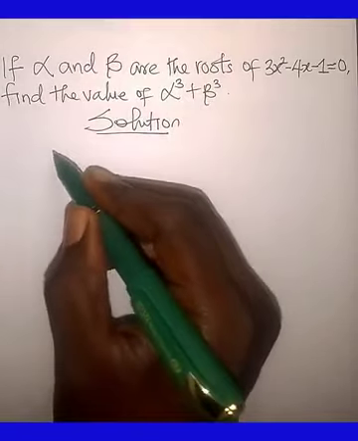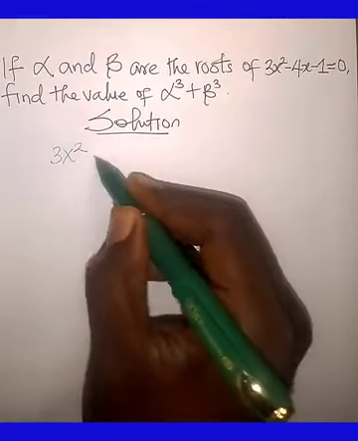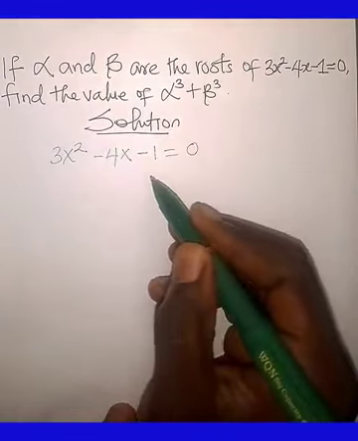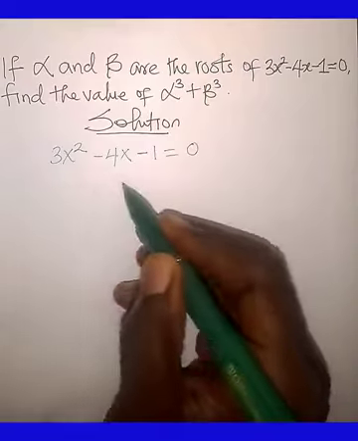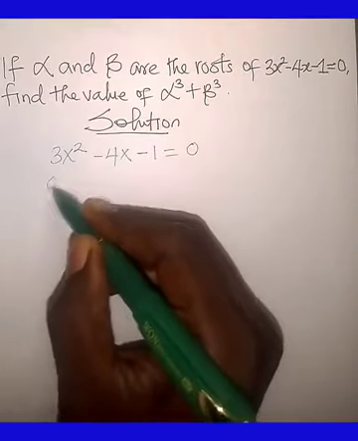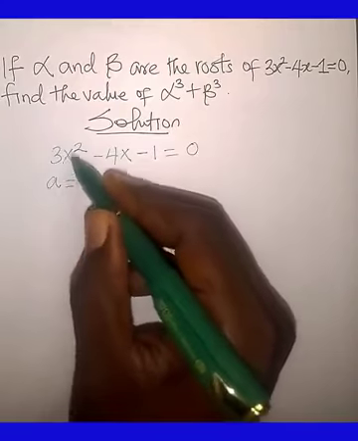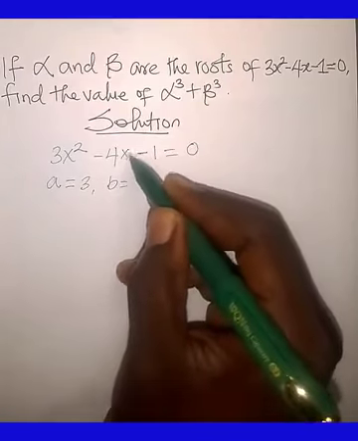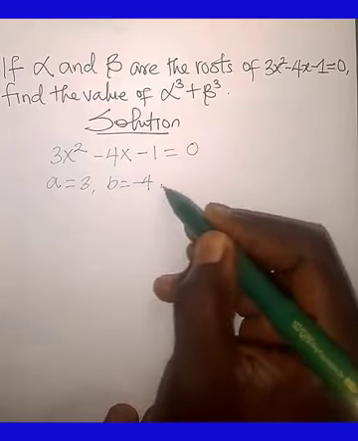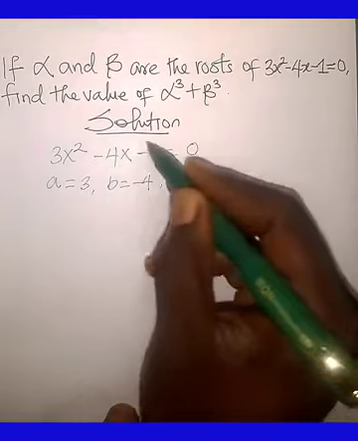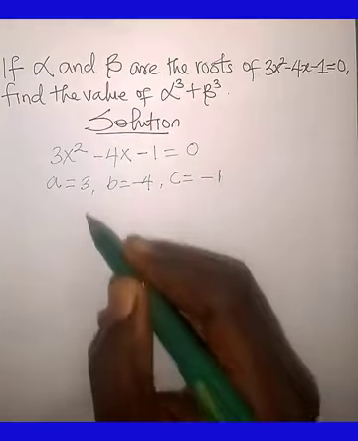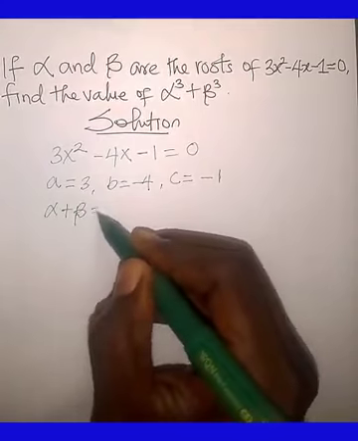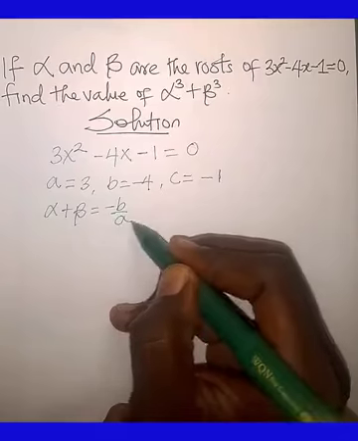Now we have the problem 3x squared minus 4x minus 1 equal to 0. In this case, we need to look for our sum of roots. First, we know our a is the coefficient of x squared, which is 3. Then our b is the coefficient of x, which is minus 4. Then our c is the constant, which is negative 1. Now, to look for our sum of roots, alpha plus beta, which is minus b over a.